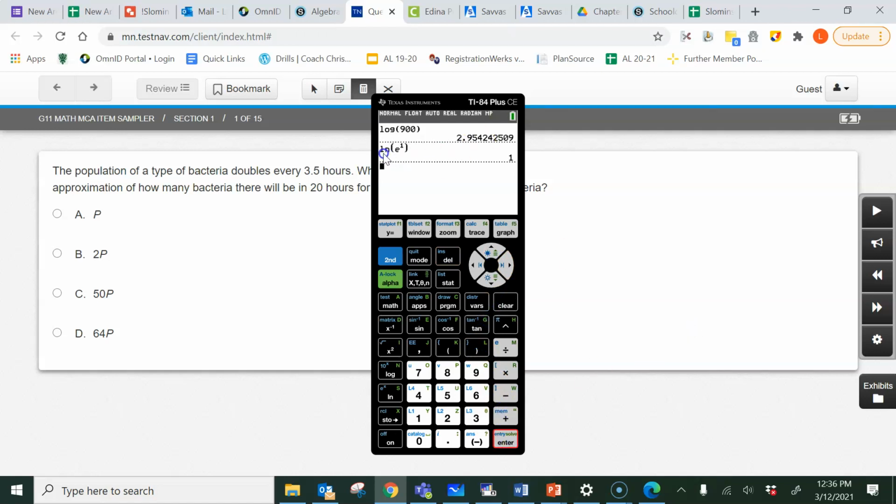Now, yesterday we talked about how if we have a base that matches this number, the exponent is the answer. Well, remember, we said that natural log is log base e. So this is log base e of e. So it makes sense then that the exponent is the answer.